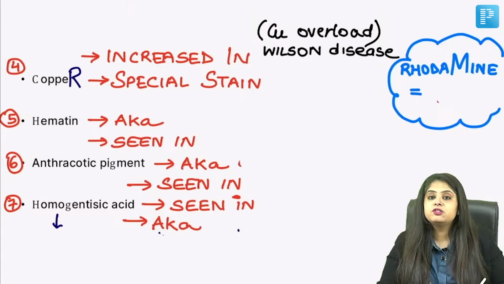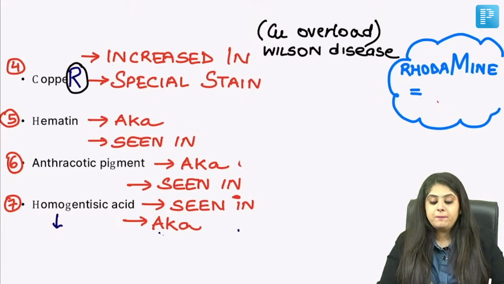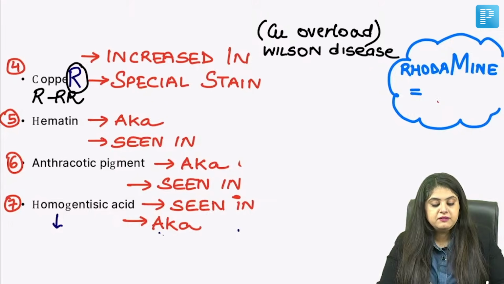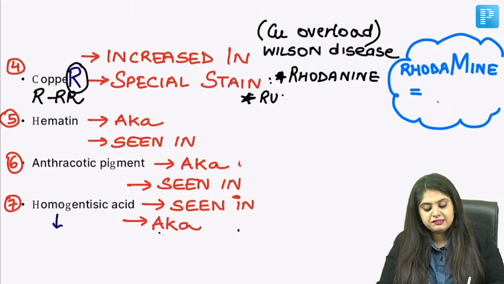say, ma'am, what is the special stain for copper? So let's get you to one of the most famous movies. Copper ends with R, so the names of the stains will begin with R. What is RRR? So the number one stain that you have over here is going to be rhodanine. And the next stain that you have is going to be rubianic acid. So simple. What are the stains for copper, guys?